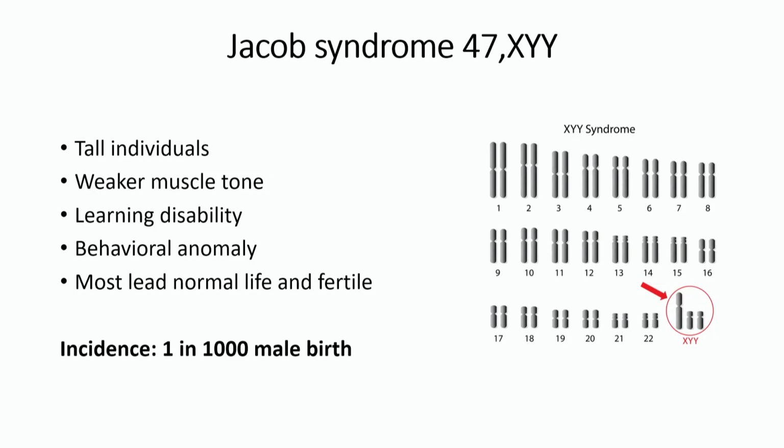So here the individuals are tall, with weaker muscles, learning disability, behavioral anomaly. Incidence is 1 in 1,000 male births. This is a male because this has a Y chromosome. And most lead a normal life and they are fertile. You can see a great difference.